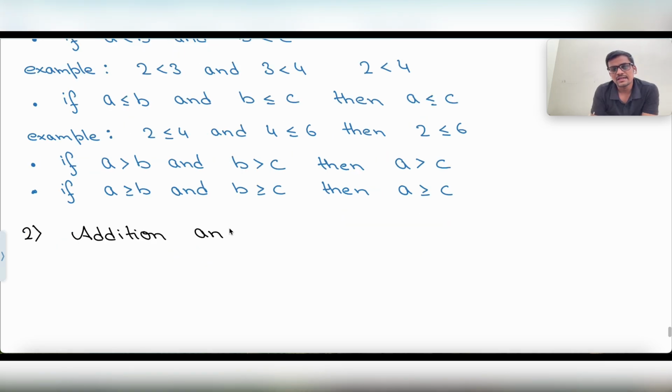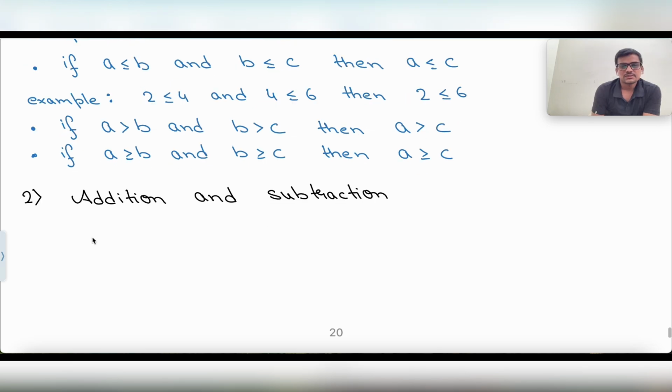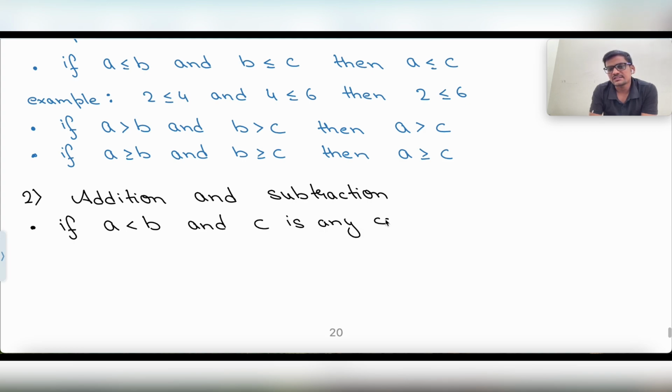Now the next property is addition and subtraction. So what does this property say? This property says if A is less than B and C is a number, that is C belongs to R, any real number, or we say that C is any constant.